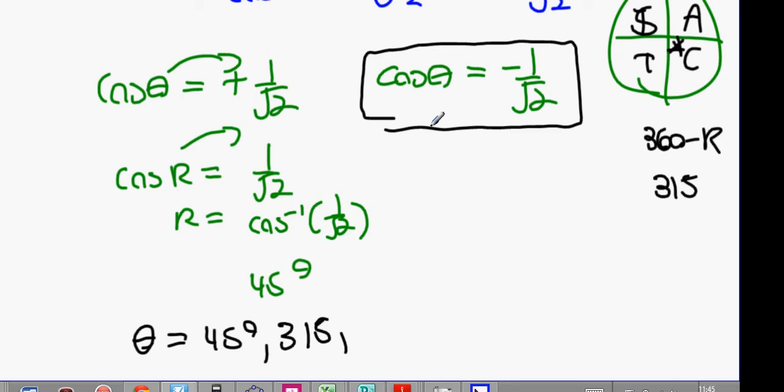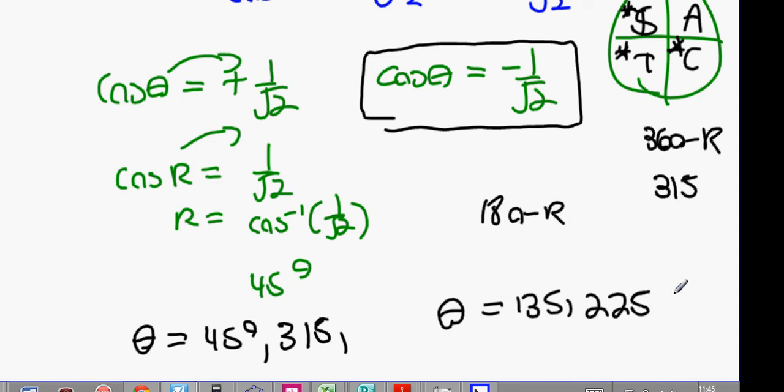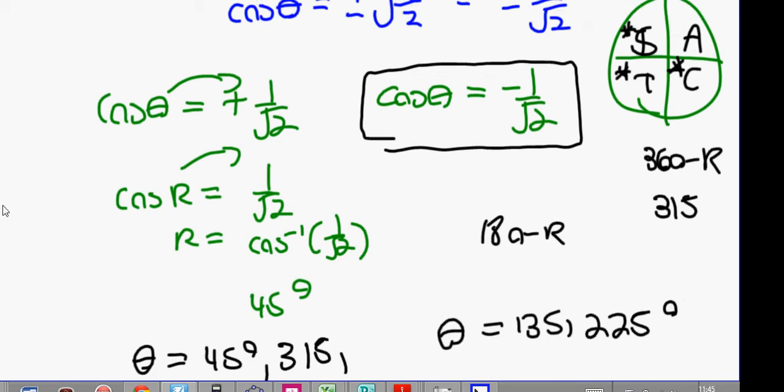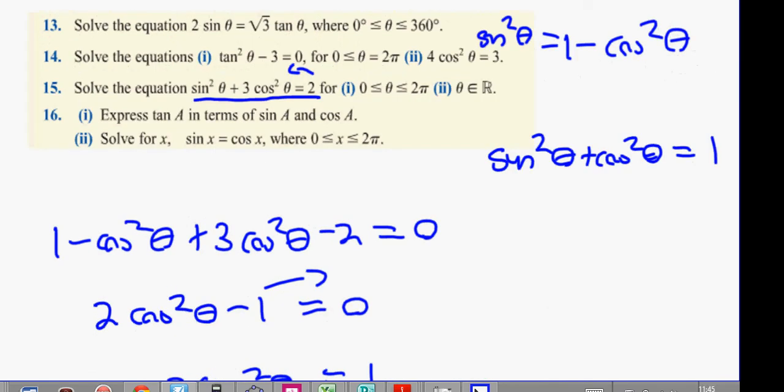You also have two quadrants where you want it to be negative. And when you want them to be negative, what happens? What two quadrants does it belong in? S and T. So what will be the two answers for that? 180 minus R, which is 135. And then finally 180 plus R, which is 225. Okay.